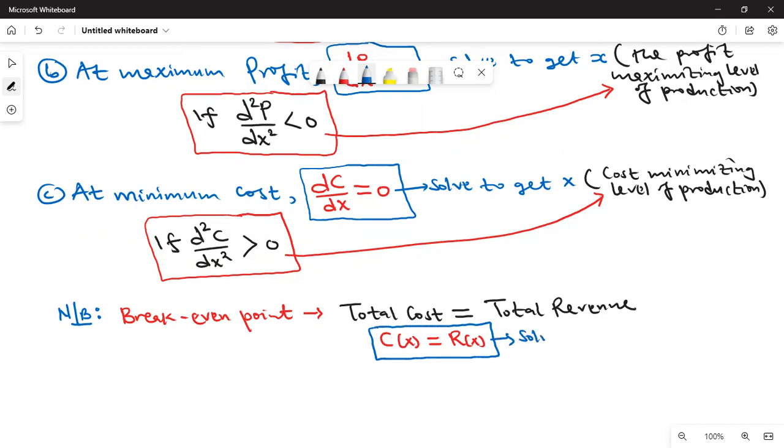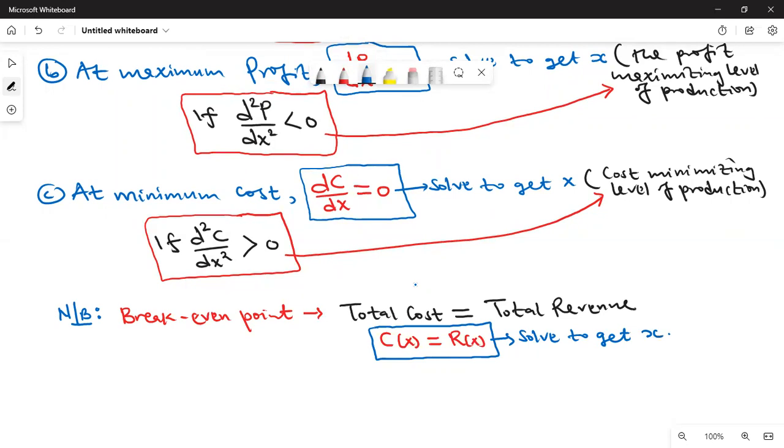So you solve to get X. So when we say total cost is equal to total revenue, it simply means that this break-even point is that point where once you have produced units of some commodity, you want to know how many of those units will I sell to recover the amount that you used in production. That is what we mean by break-even point.